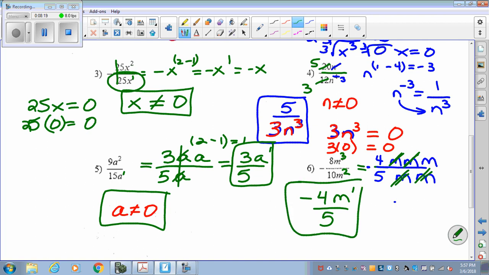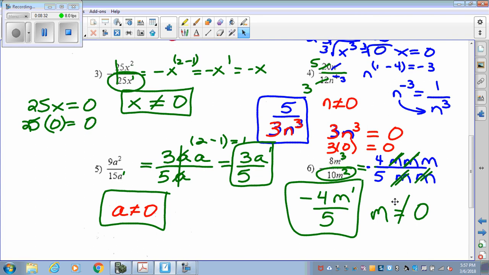And now I need to look at the exclusion. Look at your denominator. Well, there's m as a factor all by itself, right? So that would be m equals 0. Oh, m cannot equal 0, because that would mean I'm dividing by 0.